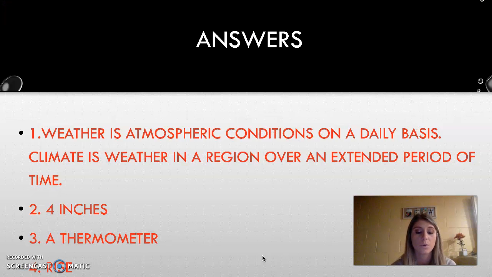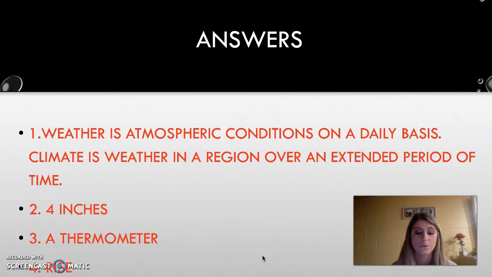Number 1 asked, what is the difference between weather and climate? So we said that weather is the atmospheric conditions on a daily basis, and we said that the weather today was around 70 degrees and cloudy. And then climate is the weather in a region. Our region is East Tennessee over an extended period of time. And we said that our climate is moderate, but the difference is weather is on a daily basis and climate is in a region over an extended period of time. So if you don't have the right answer, you can go ahead and put the correct answer on your sheet so that you can keep it to study.